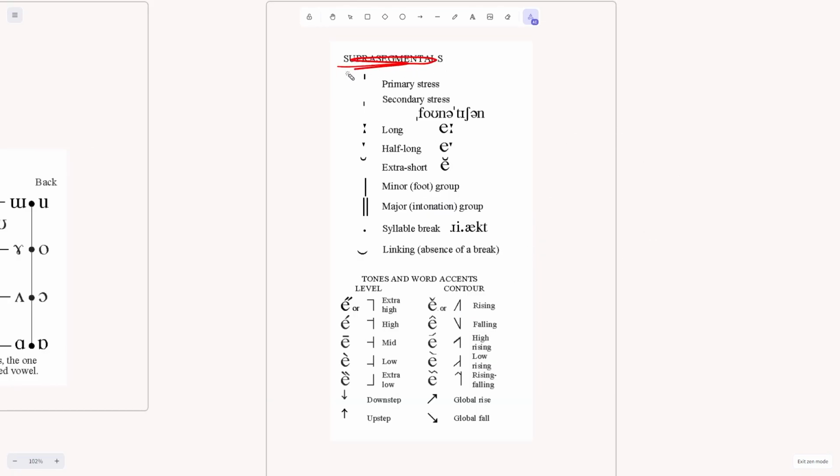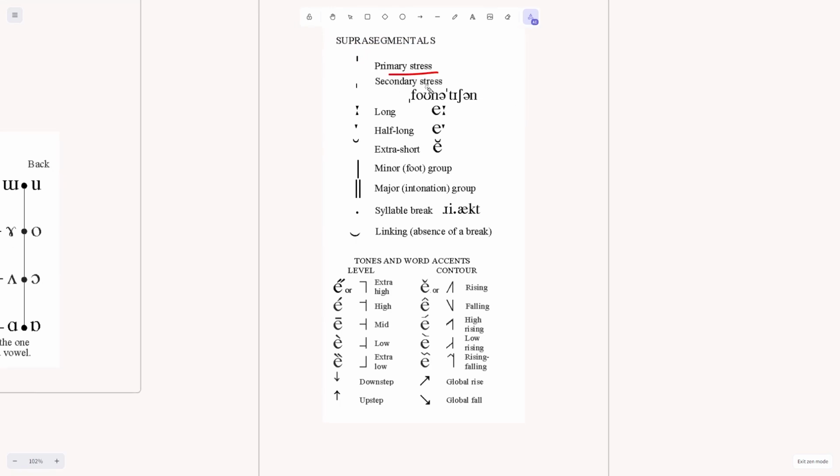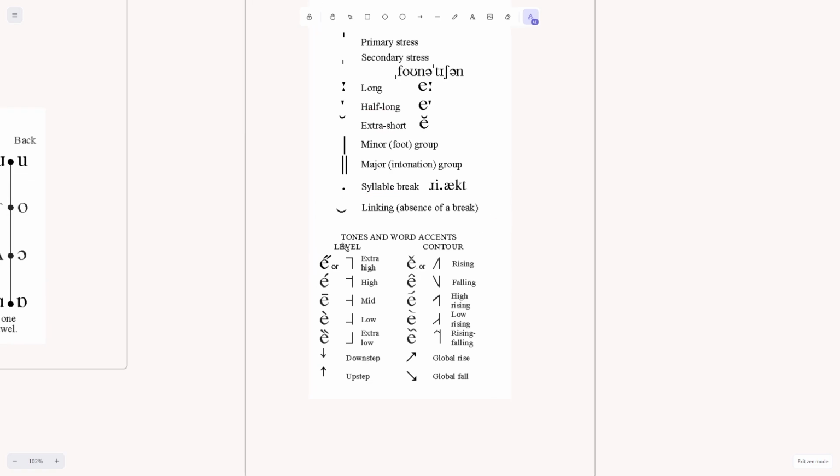Lastly, we have suprasegmentals, which describe features like stress, whether a sound is made long, half-long, short, and so on, where syllables break, and also it describes tones, which appear, for example, in Mandarin and Cantonese.